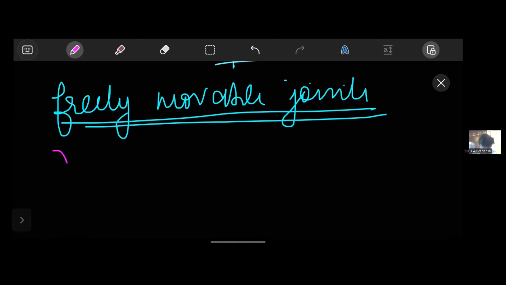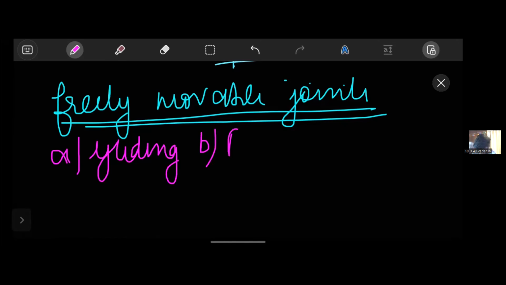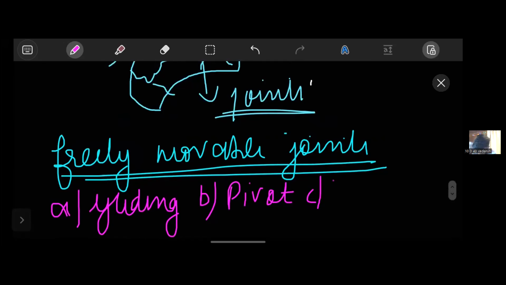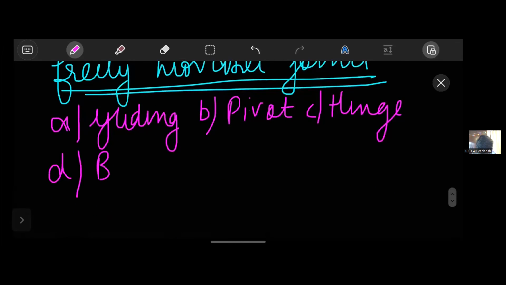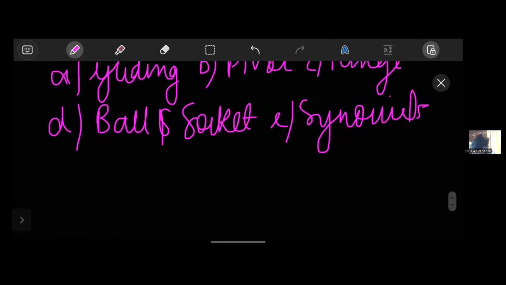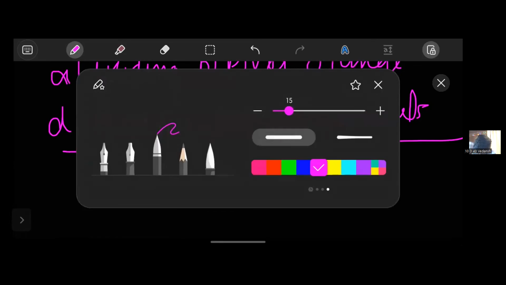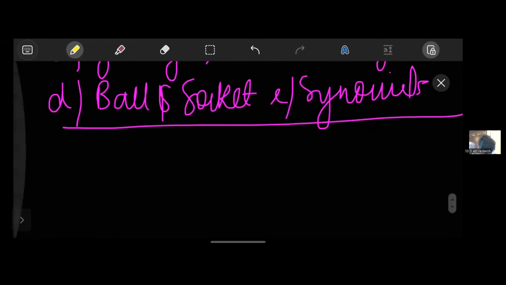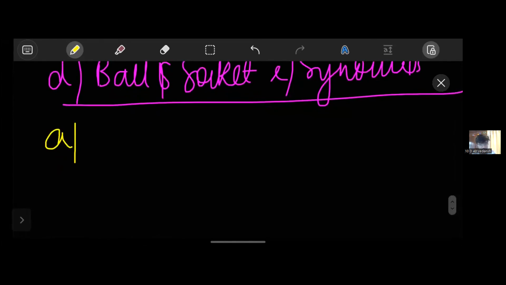So, A, gliding joint. B, we have pivot joint. C, we have hinge. And D, we have ball and socket. And E, you can include as synovial joints. Now, A. What is the function of gliding joints?